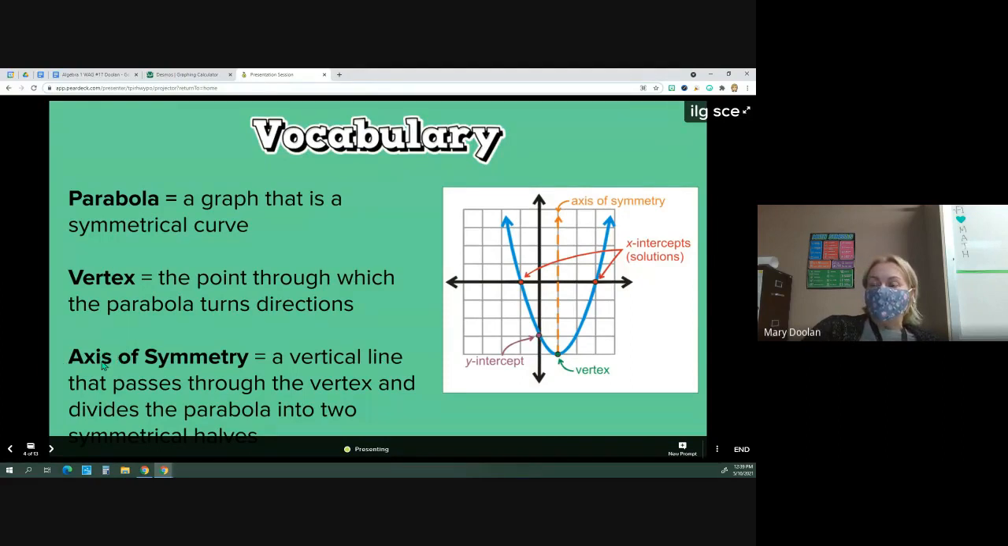And then axis of symmetry is a vertical line that passes through the vertex. Okay, here's the vertex. Here's this orange dashed line passing through the vertex. It divides the parabola into two symmetrical halves, and it's vertical. So like if you were to imagine folding your parabola in half, where this is the line you fold on, it's like a mirror line. It's a mirror image across it.